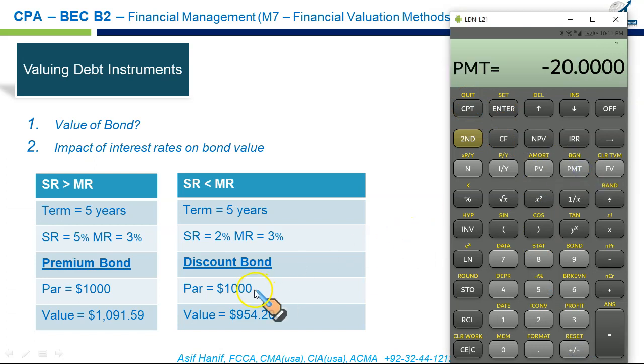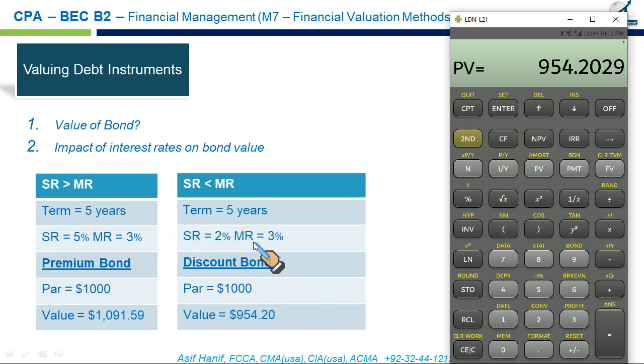Okay, and then we have a 1,000 par. This will represent the final redemption value of the bond that you will repay. Negative, that is the future value or face value. Now, we need to calculate the present value, the value of the bond at which it will be issued. Compute PV. 954.20. That's what you will receive because you're offering less rate than the market rate.